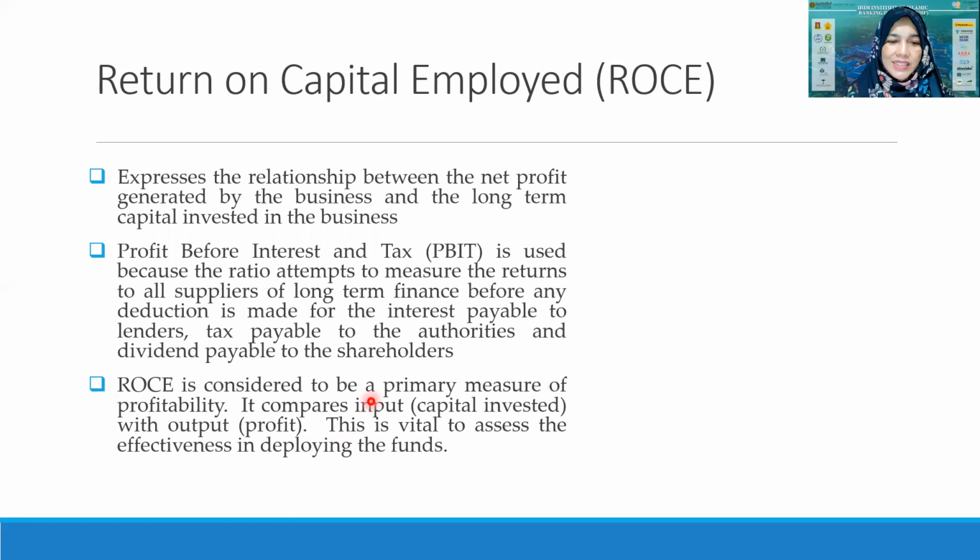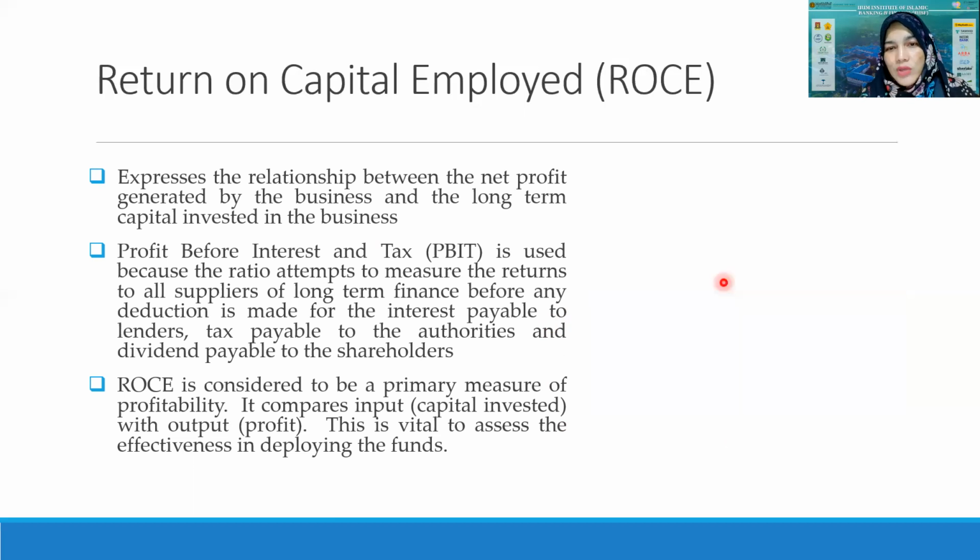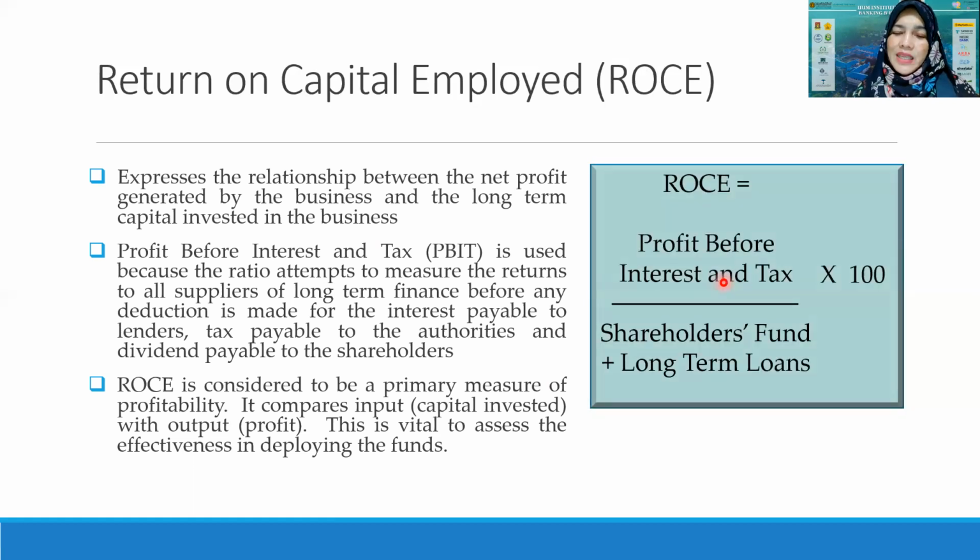Right, so ROCE is considered to be the primary measure of profitability. It compares the input, which is the capital invested, or capital employed, with the profit itself. This is vital to assess the effectiveness in deploying the funds. So the ratio is profit before interest and tax divided by the shareholders' fund, or the equity plus the long-term loans. This is the capital employed. Usually the ratio is lower than the ROE, the one that we looked at before this, because this includes as well the long-term loans.